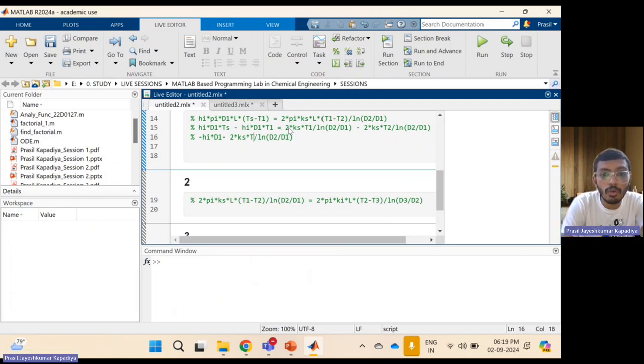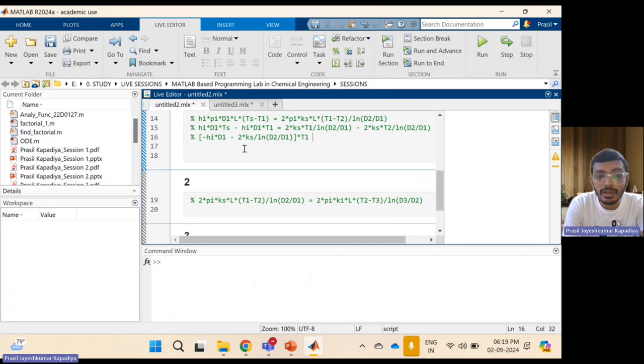This term, T1 is common. So this is my first equation that is multiplied with T1. Okay, first side. Now second is coefficient of T2 term.